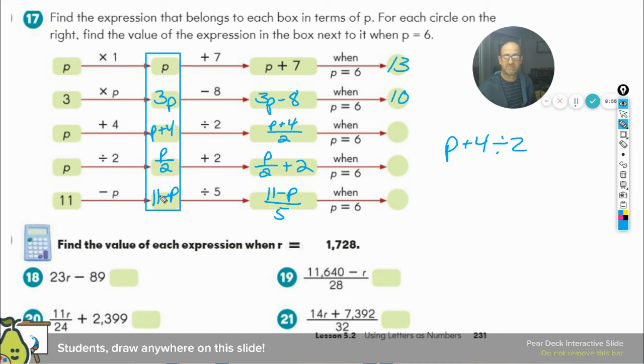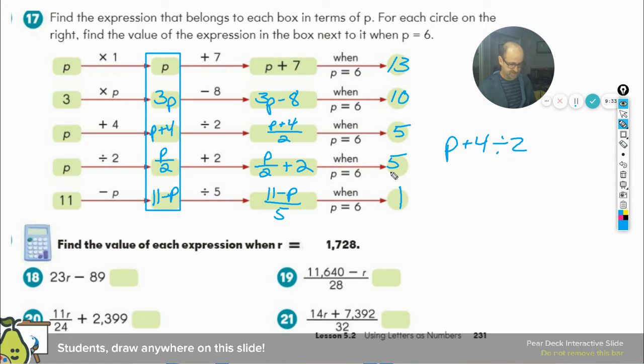And over here, 11 minus p divided by 5. It's the whole 11 minus p divided by 5. So, using these, sub in your 6s, pause me again, and I'm starting in like 5 seconds. So, pause me, work, unpause me. All right, I'm back. 6 plus 4 is 10, divided by 2 is 5. 6 divided by 2 is 3, plus 2 is 5. And then 11 minus p, 11 minus 6 is 5, divided by 5 is 1.